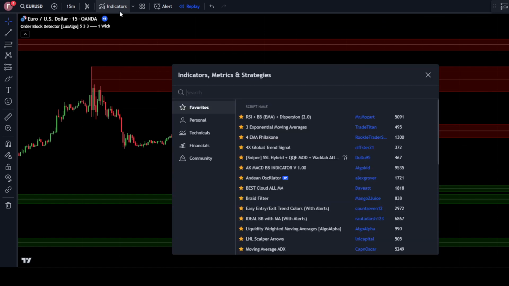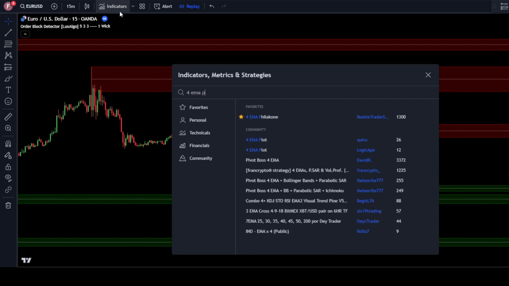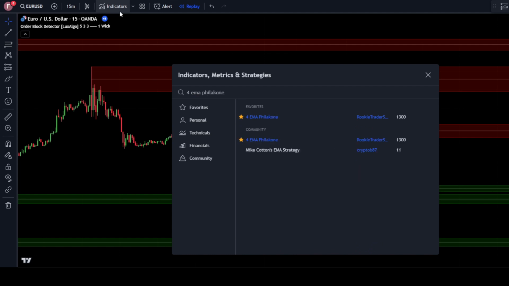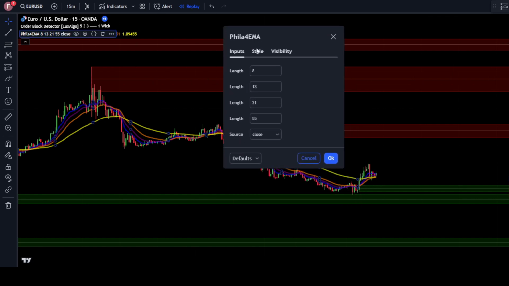Now, add the second indicator that will be used as a trend guide in the market. Go to the Indicator Search tab and type in 4 EMA Silicone. Then, just select the 4 EMA Silicone from this creator. After that, go to the Settings tab of the 4 EMA Silicone. In the Input tab, change the second EMA to 50. Then also change the fourth EMA to 200.